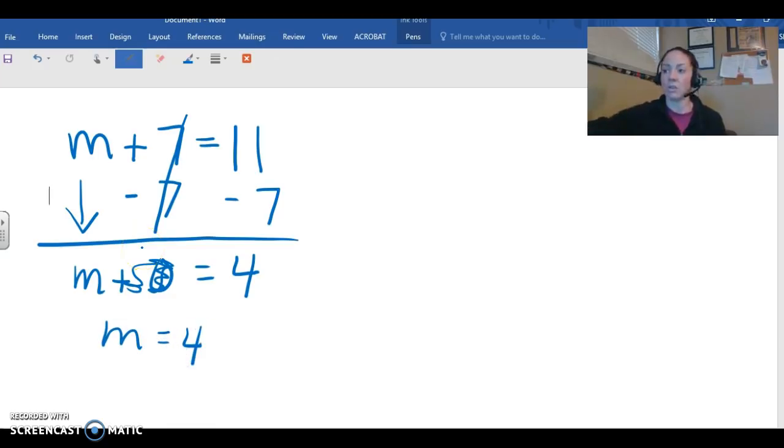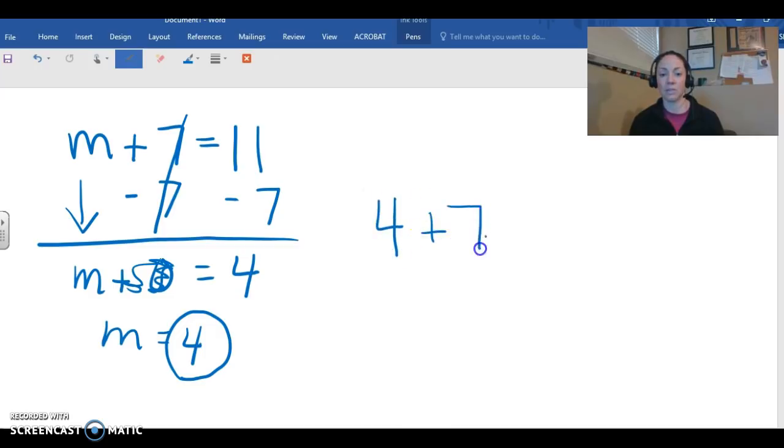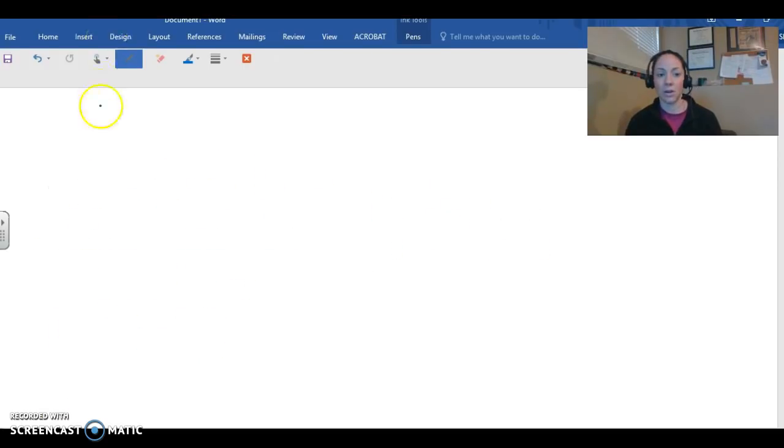Now, 6th grade, we're going to check our work. So we have to replace the m with the 4 and see if we come up with our correct answer. So it would be 4 plus 7 equals 11. Is that correct? Did we do our work correctly? And yes, we did, because 4 plus 7 does equal 11. All right, let's try another one.